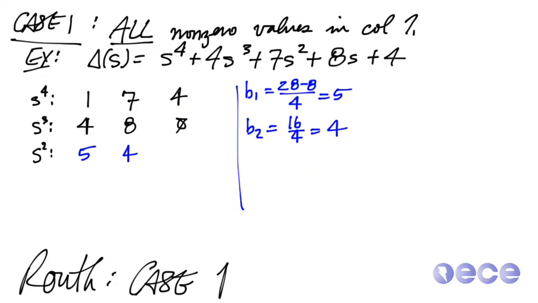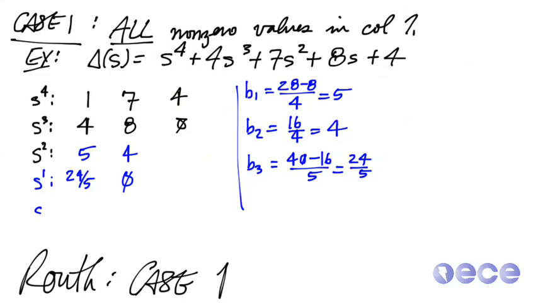So the next step is to calculate the entry for s to the first, or s1. So when we do that, we're going to use the same patterns. 5 times 8 minus 4 times 4 divided by 5 gives us 24 over 5. So I'm going to go ahead and write that just as the value here, because we're going to be able to divide through it later.